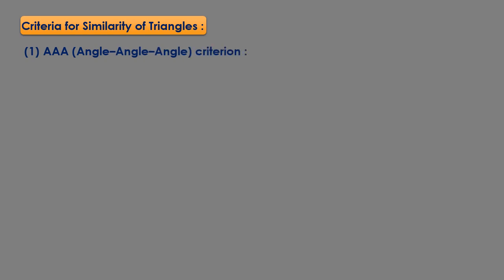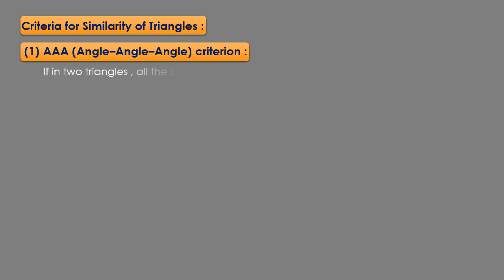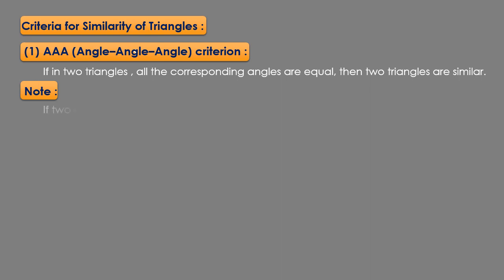The first criteria of similarity of the triangles is angle criteria, that is AAA criteria. This criteria states that if in two triangles all the corresponding angles are equal, then two triangles are similar. It's quite simple. So even if we can only show that all the corresponding angles of the given two triangles are equal, it is sufficient to say that given two triangles are similar by angle similarity criteria. Now next thing, to understand this, let us see a note before proceeding further.